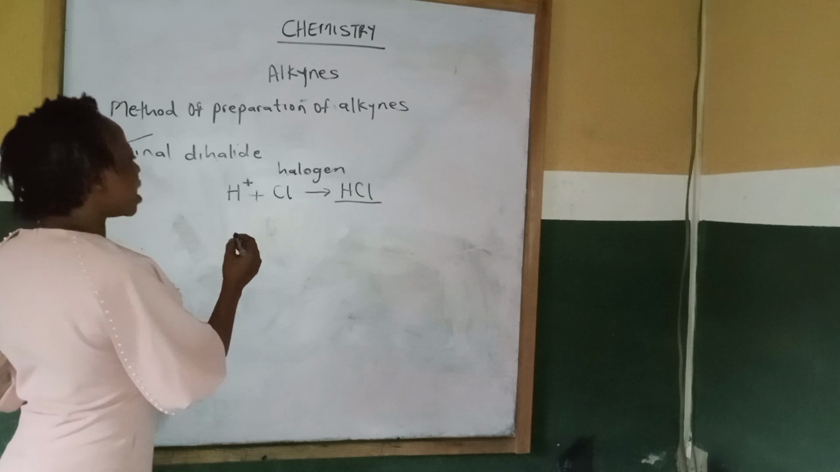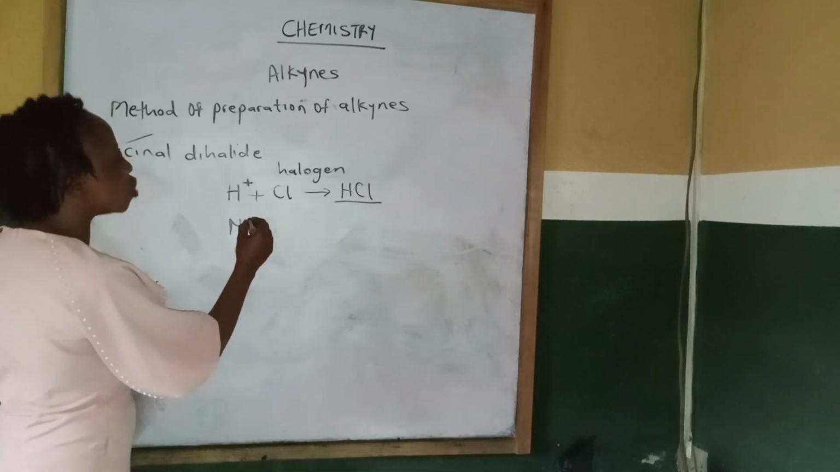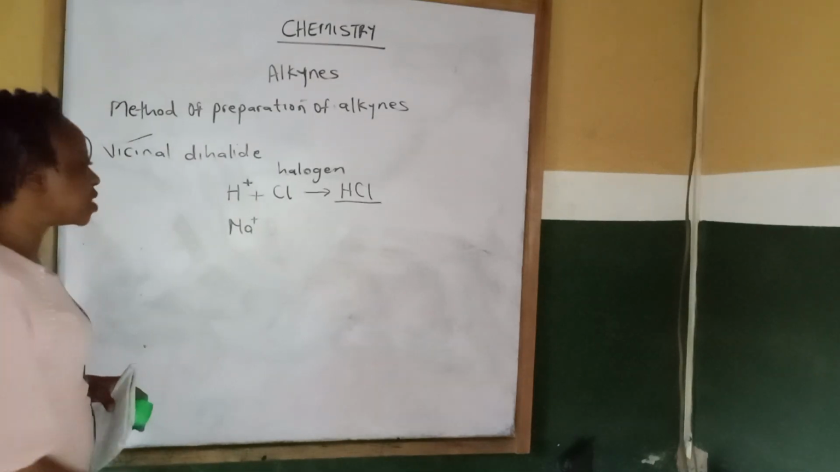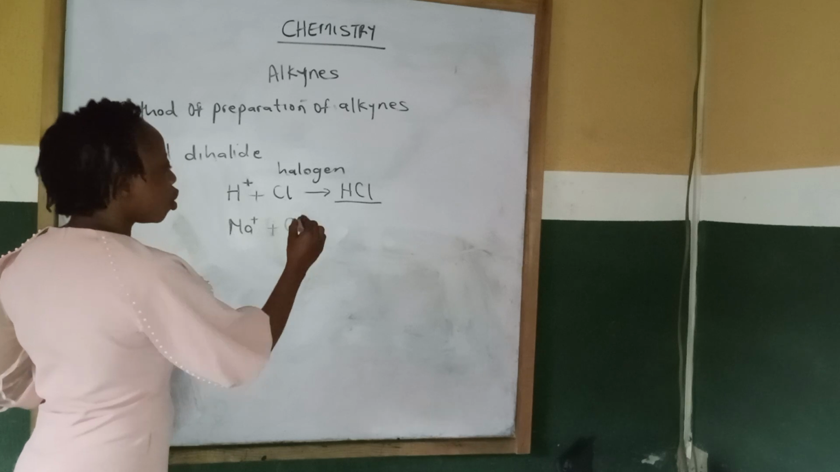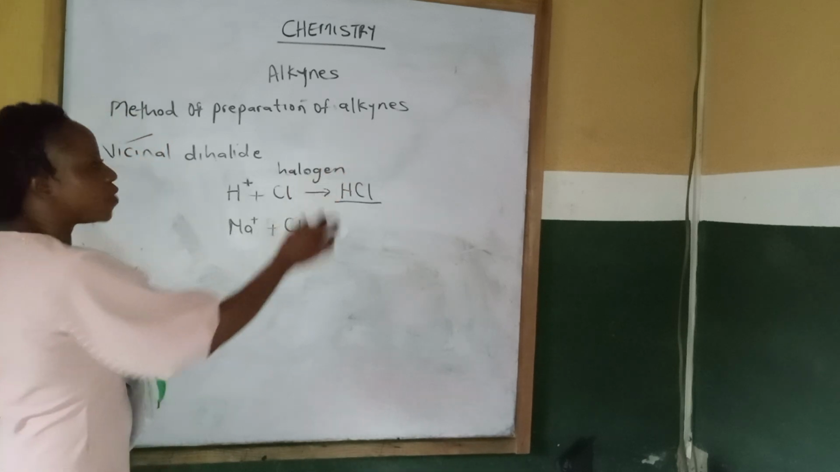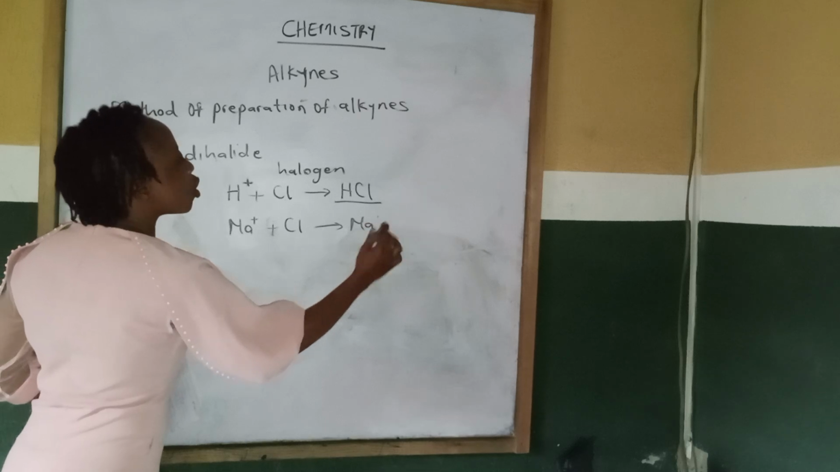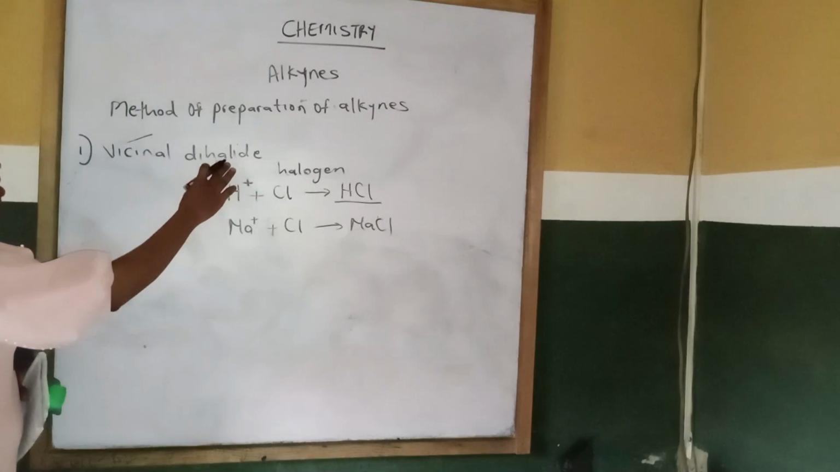Another example: when a metal, sodium, which is electropositive, reacts with chlorine or any member of the halogens, it will give us sodium chloride. So sodium chloride is a halide.